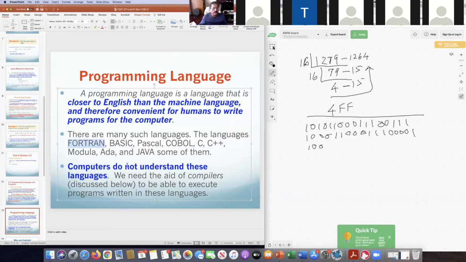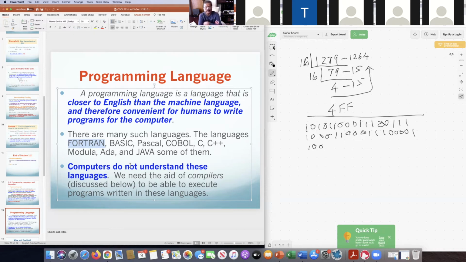Fortran was still used for a long time, up until the year 2000 or so. And then slowly it was abandoned. Then other languages evolved: BASIC, Pascal, COBOL, C. C was popular for a long time. And then C++ was an improved version of C, basically, that added object-oriented programming. Object-oriented programming is something you learn in your 272 class, and that was added to C to make it C++.